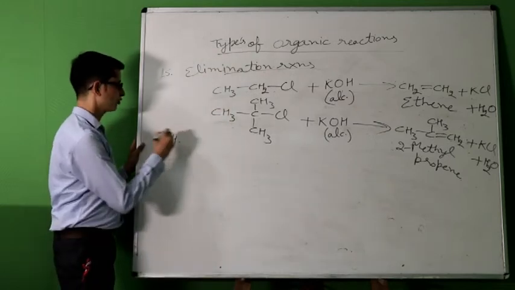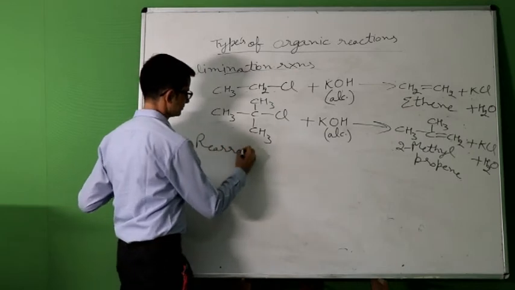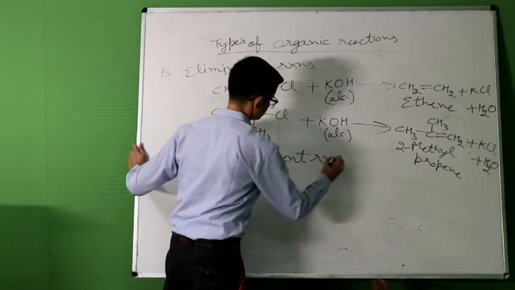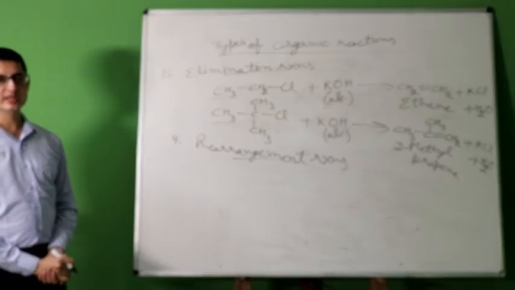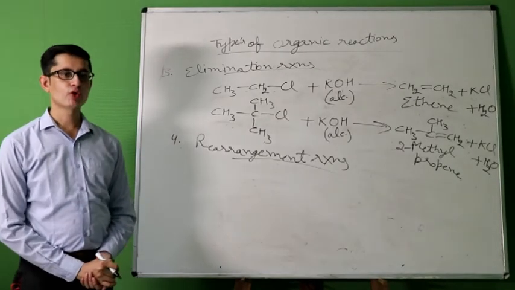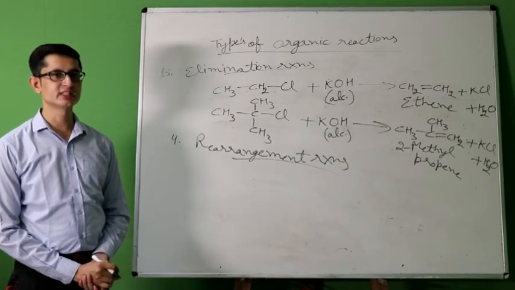Next, the fourth type of reaction is rearrangement reactions. So these are those reactions in which one of the atoms from the carbon chain is migrated from one place to another place.